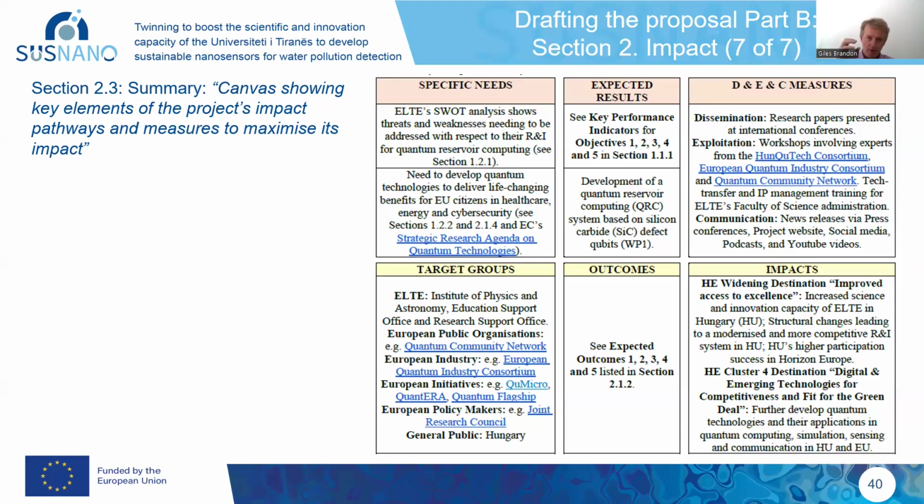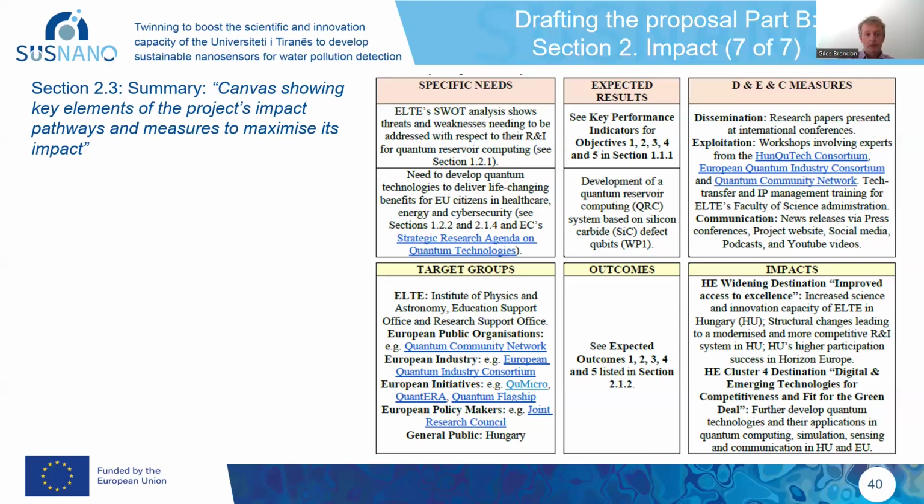And I wrote very succinctly. Because it was a twinning project, I described, and I should add these titles where it says specific needs, expected results, dissemination, exploitation, communication measures. These are titles given by the Commission in this template. Likewise, targets, outcomes, impacts, similar story. They're in this template.